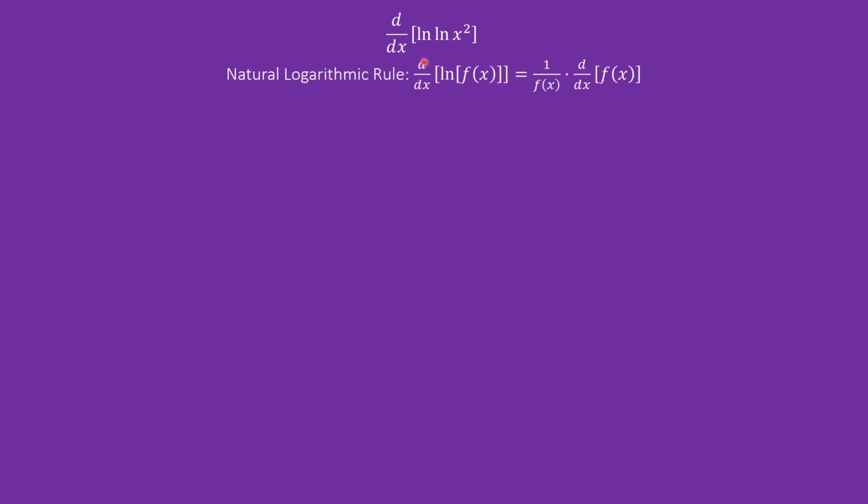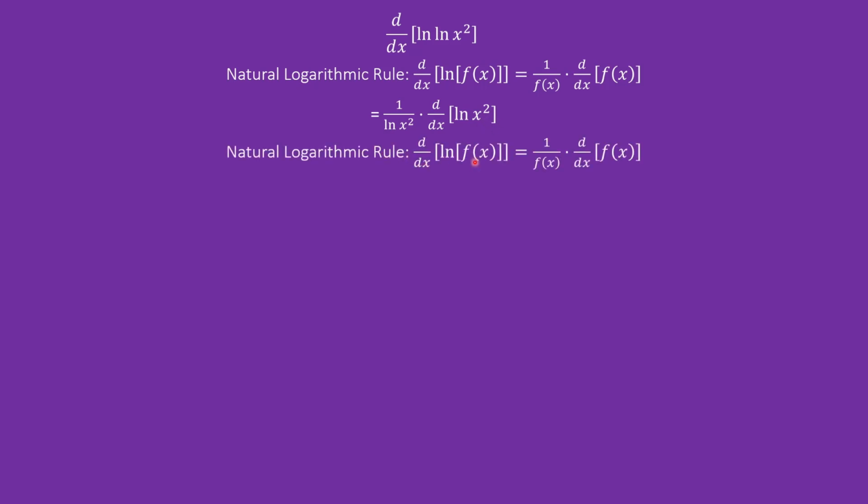The first step in solving this derivative, we apply the natural logarithmic rule where we take the function part, which is ln x to the power of 2, and we put it underneath, and then we take a derivative of this ln x squared term, as shown over here. Now, since we've got to take the derivative of this part, we have to apply the natural logarithmic rule again for this portion over here.